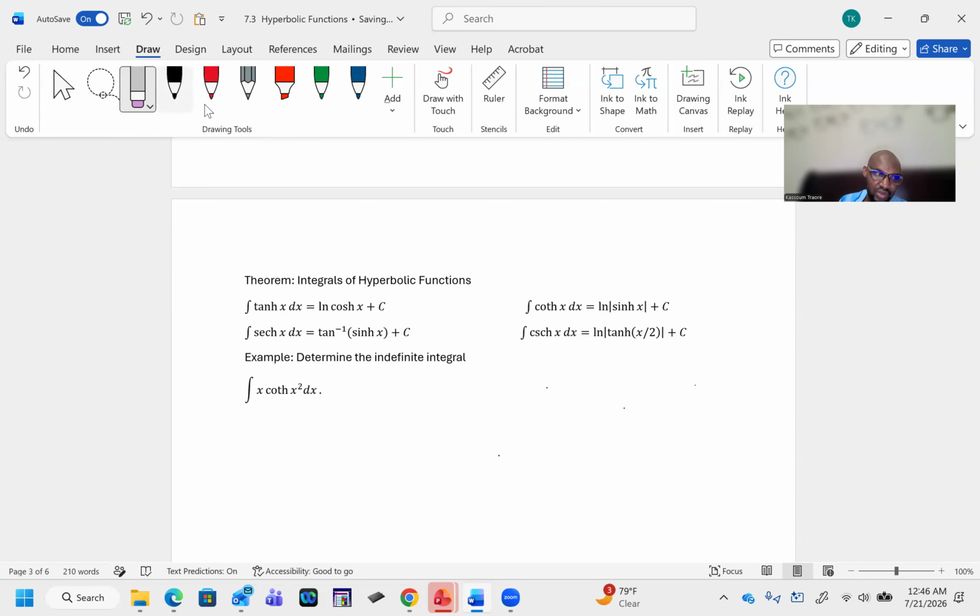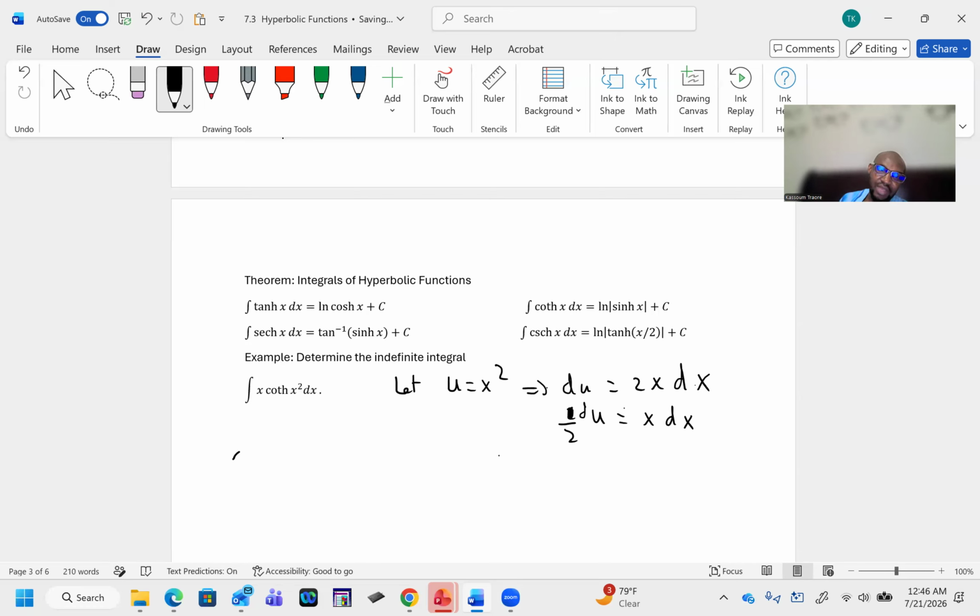So to find this one again, I would just say let u be equal to x squared. Then du will be what? 2x dx, which means 1 half du will be equal to x dx. So we will do our substitution again.